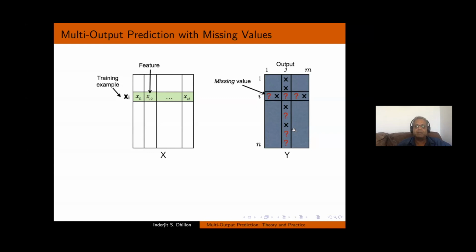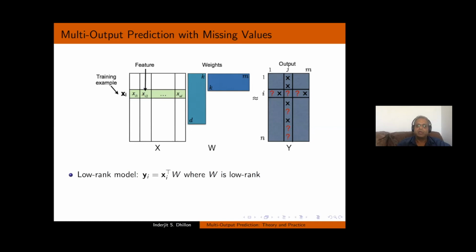And this picture is a little bit misleading because M can be in the hundreds of thousands, millions, and typically as you get more and more outputs in the kinds of problems that I'm talking about, the percentage of missing values is extremely high. So it's maybe that more than 99% of these target values are actually missing. So we can posit a low rank model to handle correlations and missing values. So I can get a similar picture as before, where W is expressed as a low rank matrix and explicitly factored into a rank K matrix over here.